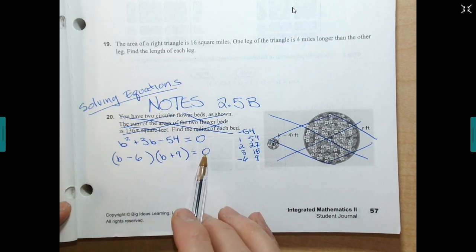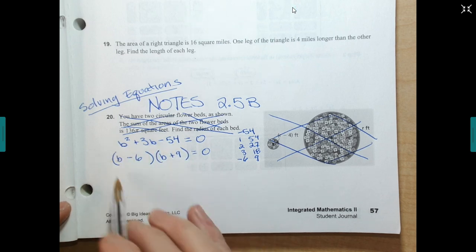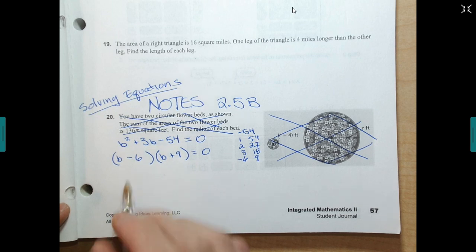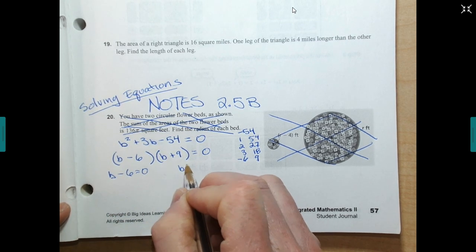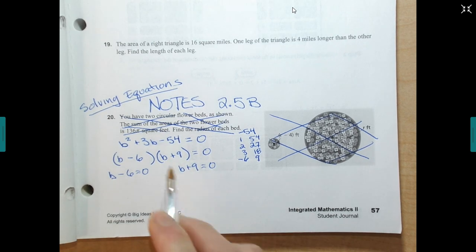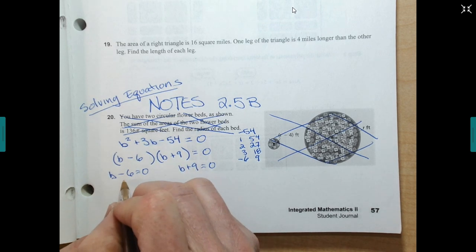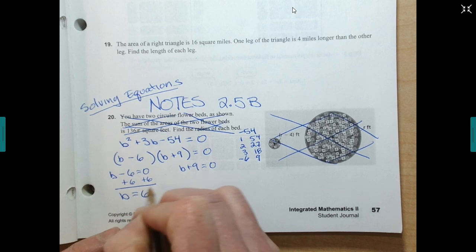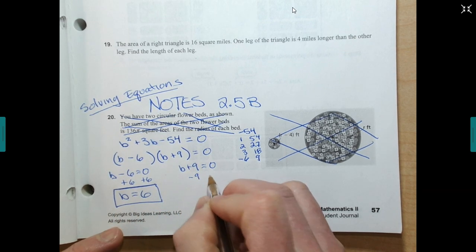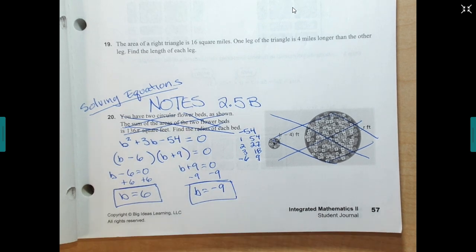Since this thing equals 0, if I get this side equal to 0 or this side equal to 0, then my whole equation equals 0. So b minus 6 equals 0, and b plus 9 equals 0. If I make either one of these equal to 0, I will solve my equation. So add 6 to both sides, I have b equals 6. Subtract 9 from both sides, I have b equals negative 9. So there's my answers. b equals 6 and b equals negative 9.